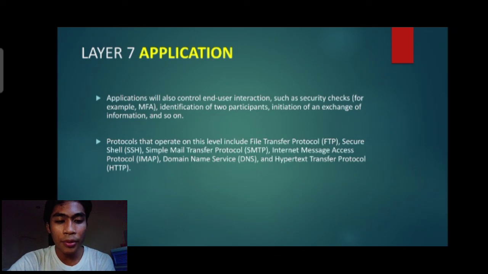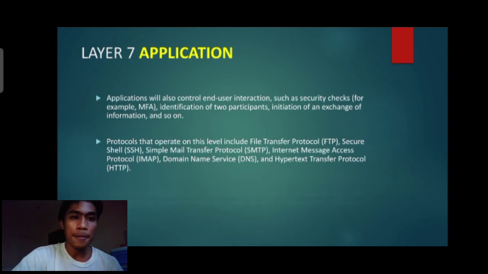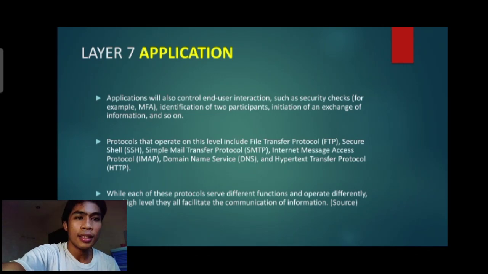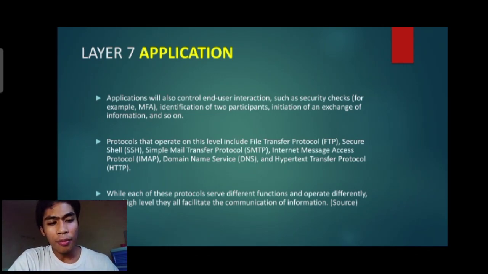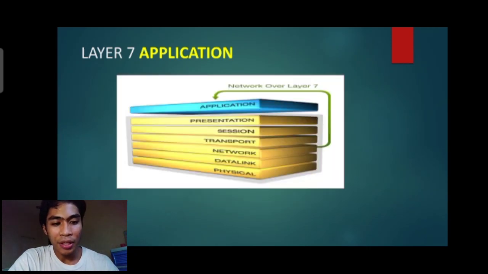Protocols that operate on this level include File Transfer Protocol, FTP, Secure Shell, SSH, Simple Mail Transfer Protocol, SMTP, Internet Message Access Protocol, and also, of course, Hypertext Transfer Protocol, which is used to link the web browser and the web server. Here is the visualization of the application layer.